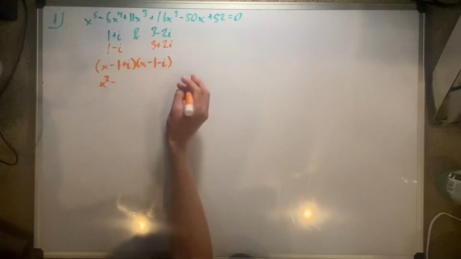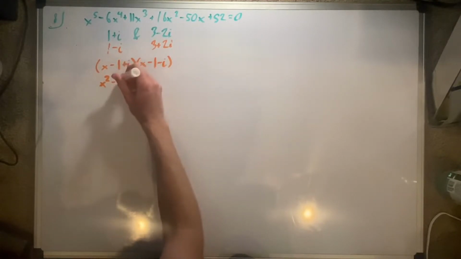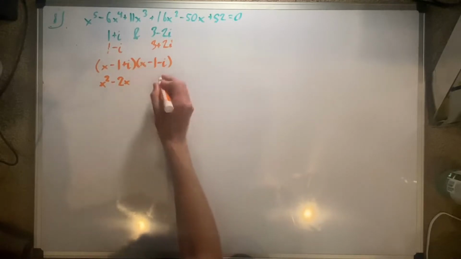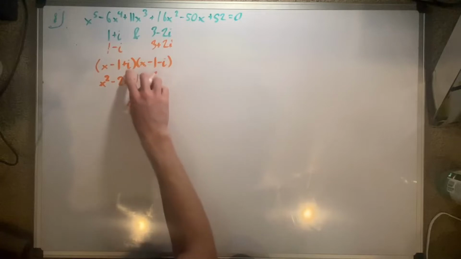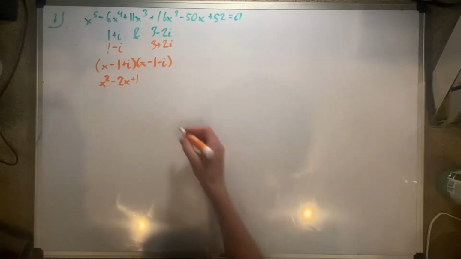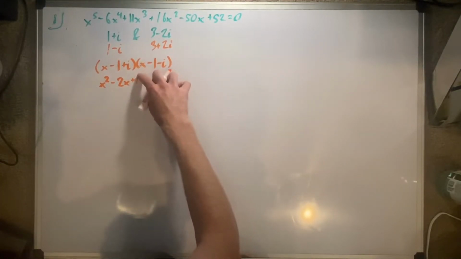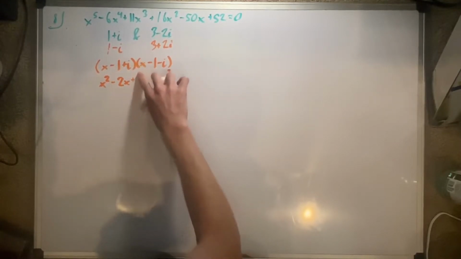So we'll go x squared minus, now it's both minus 1, so we're going to get minus 2x, then 2 1s, so it'll be a plus 1, and then multiply the i's together. It would be negative i squared, which is just positive 1. So this here will be a plus 2.